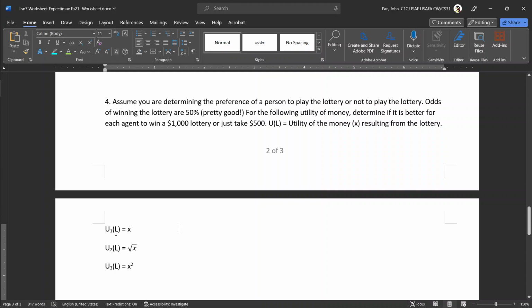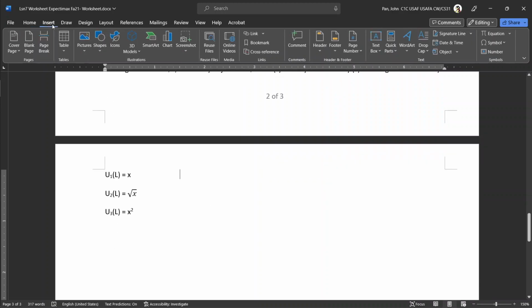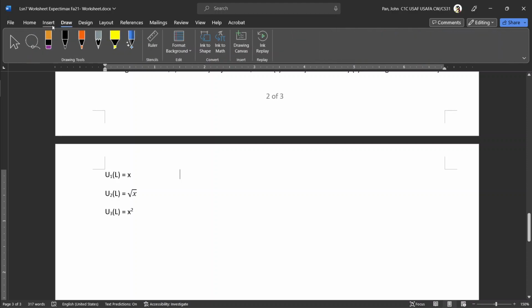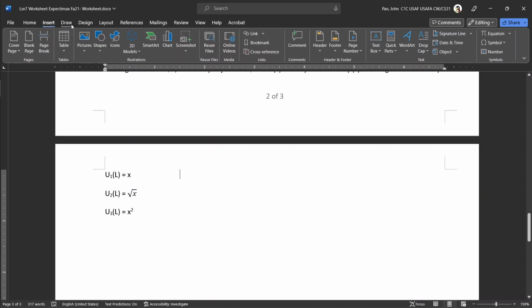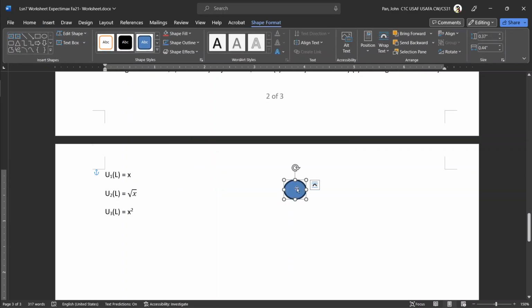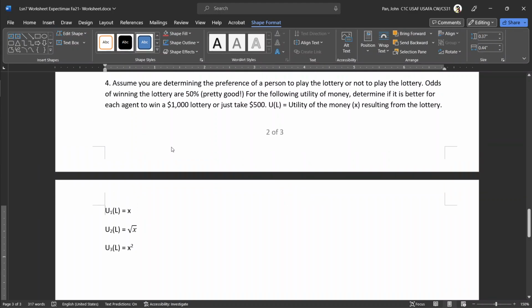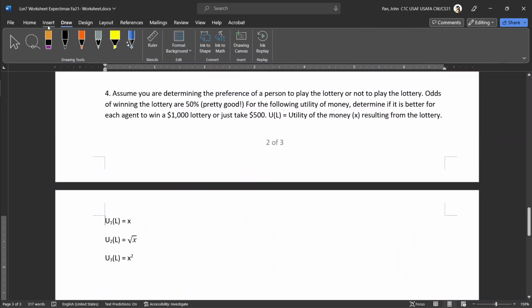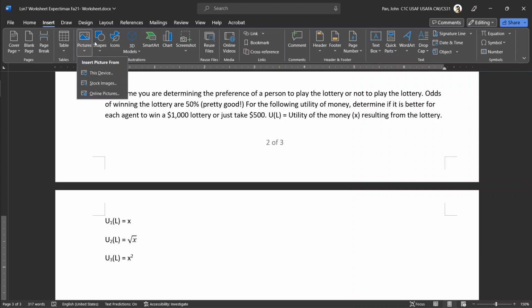For the first utility function, the utility of every dollar is simply X. So that means that every dollar we make is the same as a standard dollar. So in that case, we can draw out the tree. Let's see, we'll do this with shapes. So we have our first decision node, which is a triangle, actually.